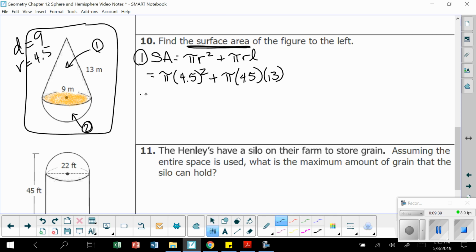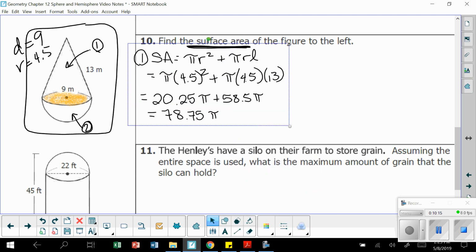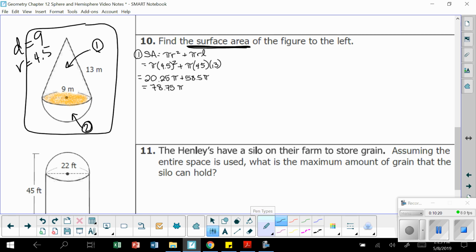So this ends up being, because you have 2 pi's there, you can combine them. Which then gives you, actually we're going to leave it there. Leave it right there. I need to shrink this so I have a little more room. The surface area for the hemisphere is going to be 3 pi r squared, which ends up being 60.75 pi.